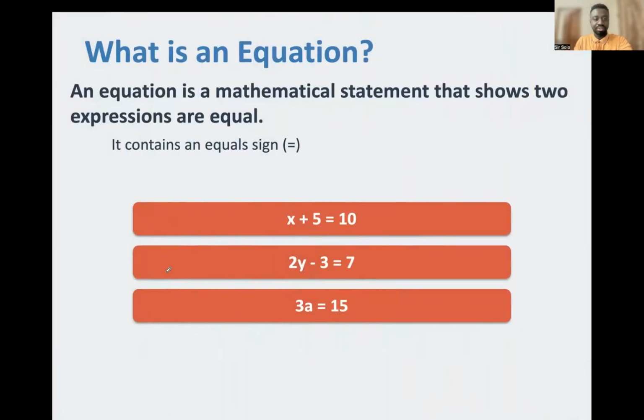Let's go to the equation. So what is an equation? An equation is a mathematical statement that shows two expressions are equal, and it contains an equal sign. Here x plus 5 is just an algebraic expression. But x plus 5 equals 10 contains an equal sign, so this is an equation. And 2y minus 3 equals 7 is an equation, and 3a equals 15 is an equation.